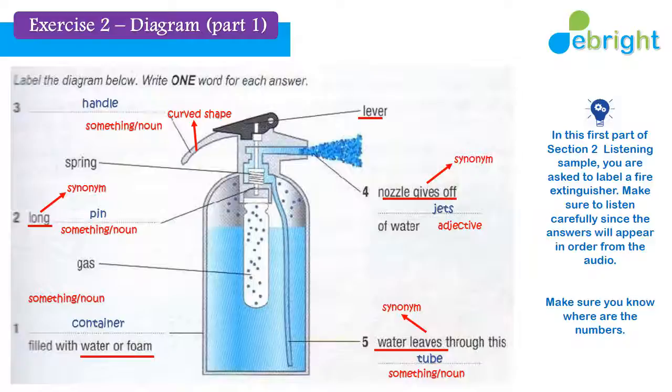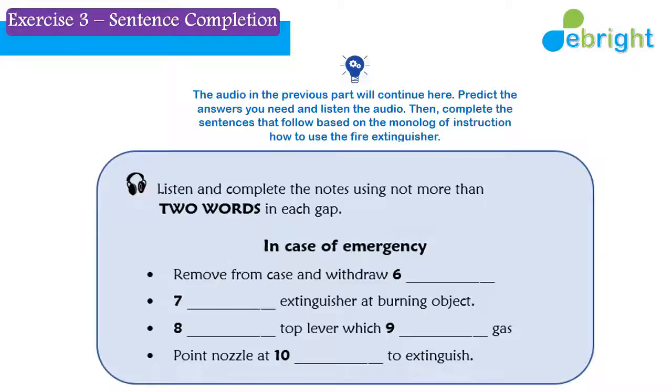Okay, let's move to the next exercise in part 2, still talking about the fire extinguisher in the form of a monologue. Here in the monologue, the previous part will continue. In the previous part, we were asked to label a diagram, and here we will listen for the instructions on how to use the fire extinguisher.